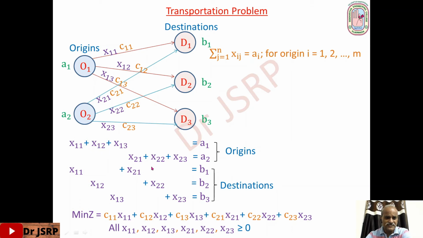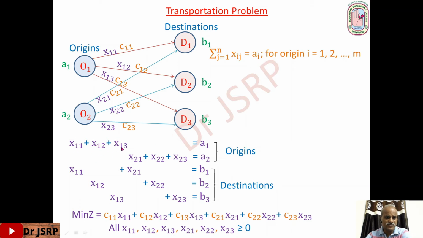Here also, first suffix fixed 2, second suffix varies from 1 to 3. So this can be written as sigma x2j equal to a2 for j equal to 1 to 3. Now combine these two, fix i. To write these two in sigma notation, fix i equal to 1, 2. Okay. So first constraint is sigma xij equal to ai.